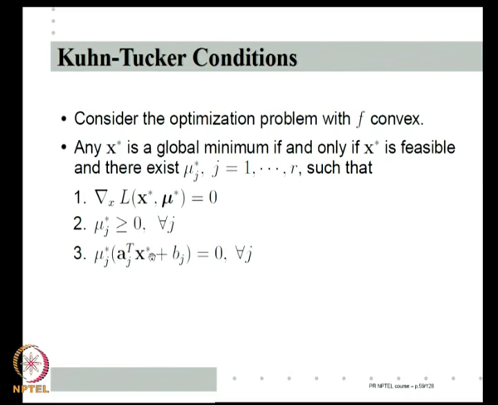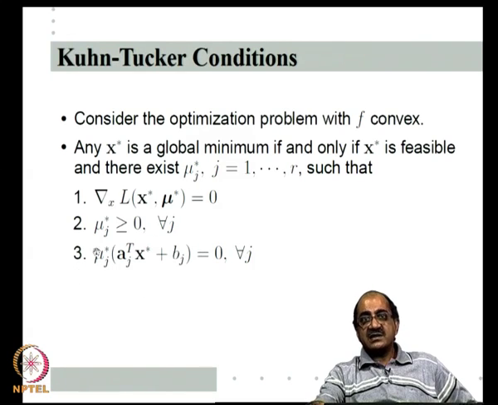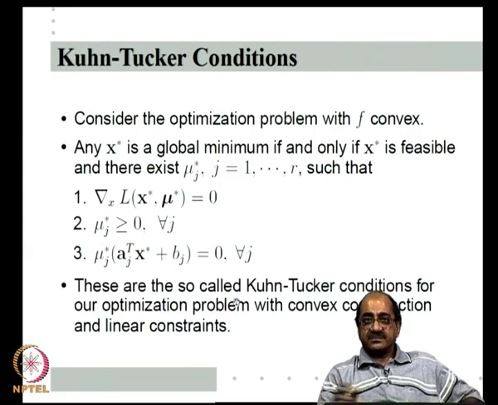What the third constraint says is it cannot be strictly less than 0 if mu j star is greater than 0. If mu j star is greater than 0, the constraint has to be satisfied by equality. This third condition is often known as a complementary slackness condition. So, whenever the Lagrange multipliers mu j star are positive, then the corresponding constraint has to be satisfied by equality, right. So, these are called Kuhn-Tucker conditions.